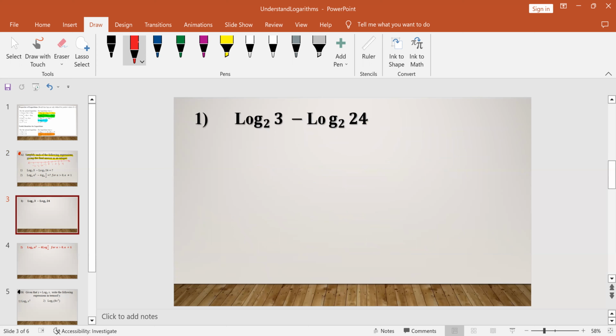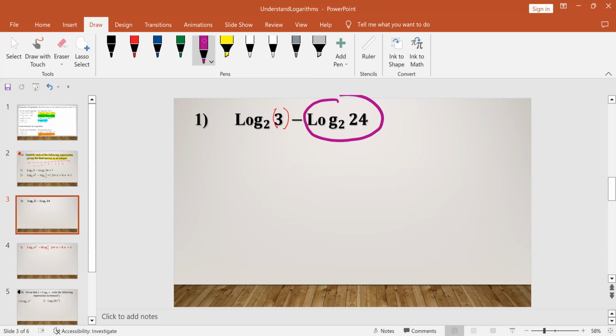Logarithm of 3 with base 2. We can place this in a parenthesis. So 2 is the base. A logarithm always has a base, and that base has to be a positive number but not 1. So logarithm of 3 with base 2 minus logarithm of 24 with base 2. Because we need the answer as an integer without log, during the process we'll do something to eliminate the log. For that, let's break down this part.